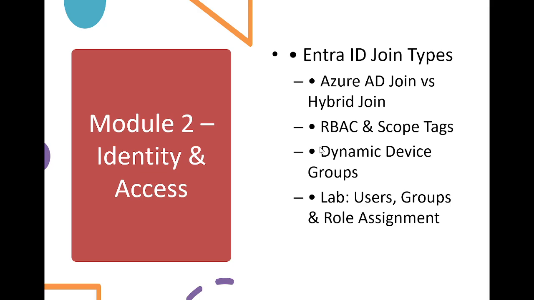So join types we will be learning: Azure AD join versus hybrid join, RBAC, scope tags, dynamic device groups. In the lab, user creation, group creation, role assignment. So that's the part of identity and access management. What is identity? Anyone? What is identity for you?